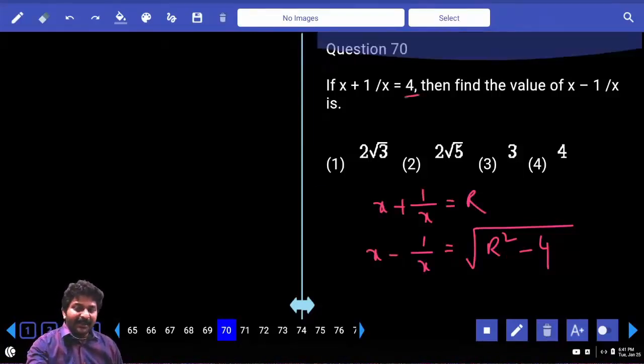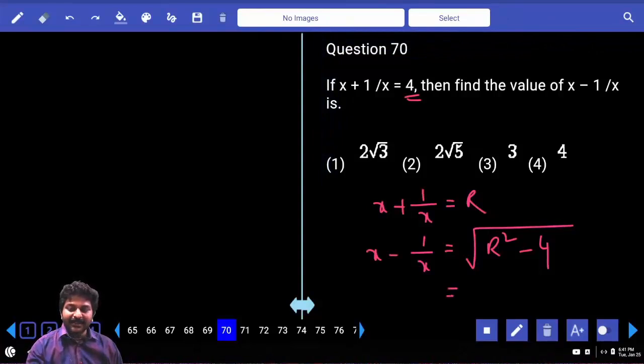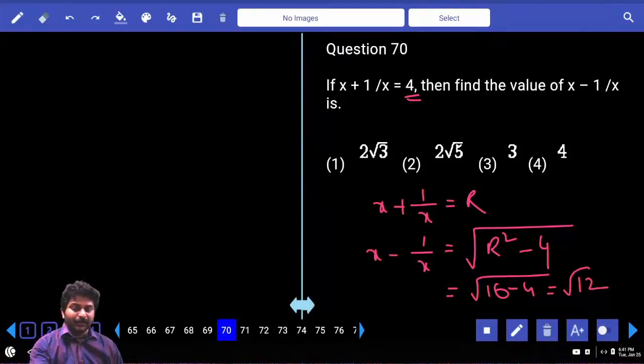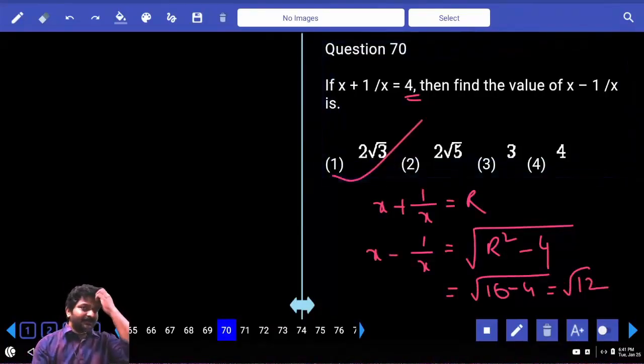Now what is the r value here? r square minus 4, root 12. Root 12 in the sense that is equal to 2 root 3 only.